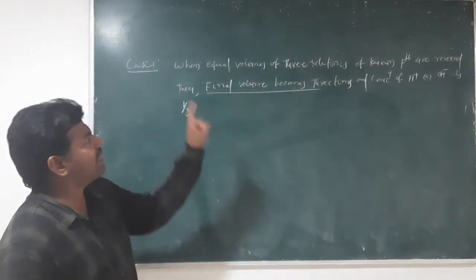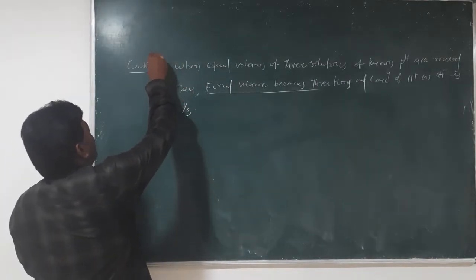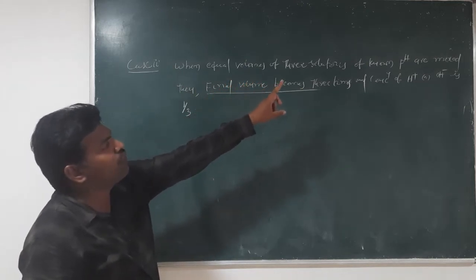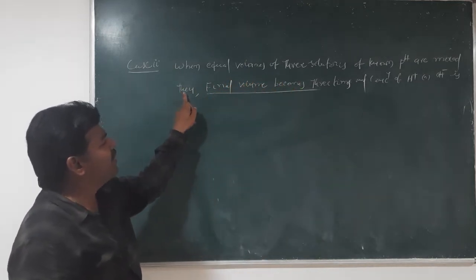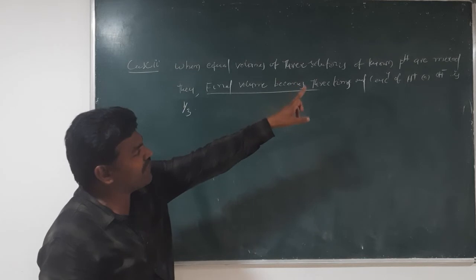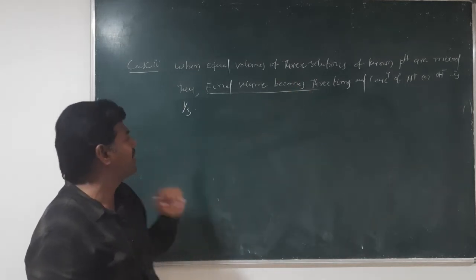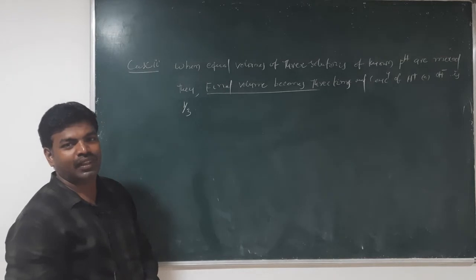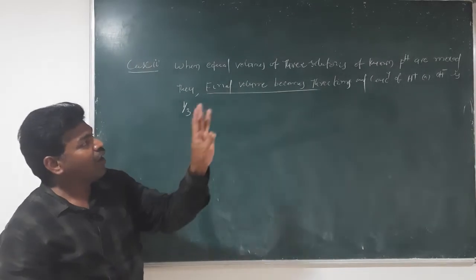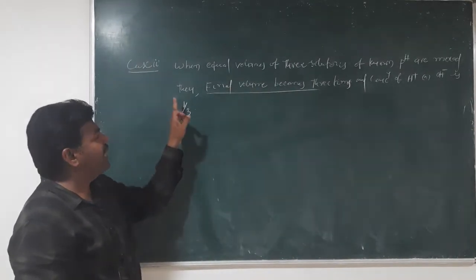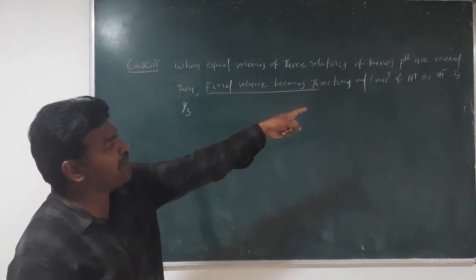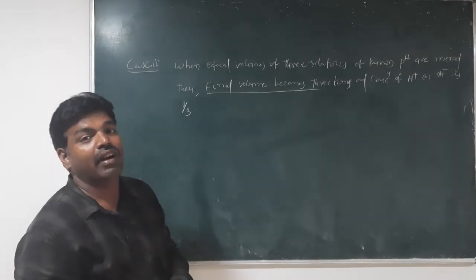And here is the case 2. That is, when equal volumes of 3 solutions of known pH are mixed, then the final volume becomes 3 times and the concentration of H plus or OH minus ion is 1/3. Right, I repeat, when equal volumes of 3 solutions of known pH are mixed, then the final volume becomes 3 times and the concentration of H plus or OH minus ion is 1/3.